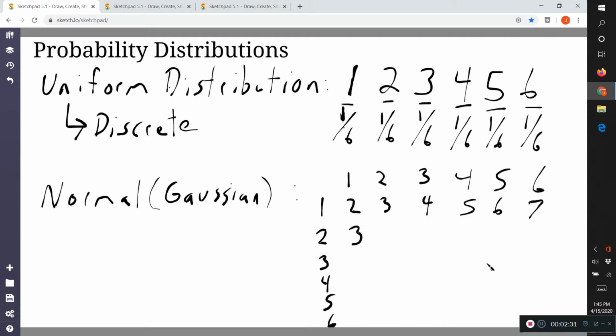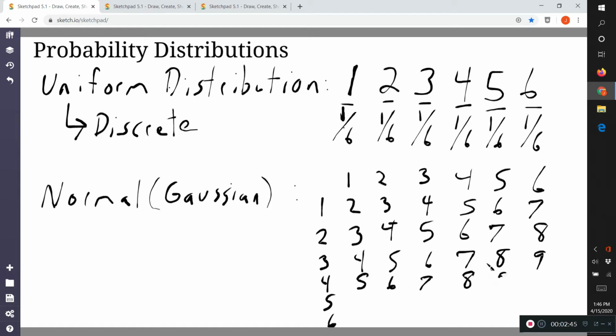We get 3 here, 4, 5, 6, 7, 8, 4, 5, 6, 7, 8, 9, 5, 6, 7, 8, 9, 10, 6, 7, 8, 9, 10, 11, 7, 8, 9, 10, 11, 12. So in this case, 7 is by far the most likely outcome.